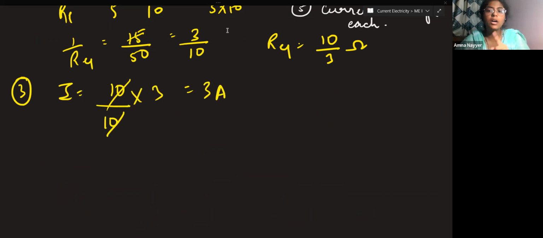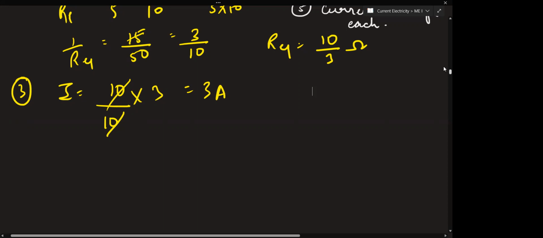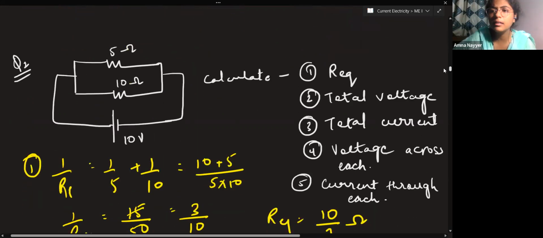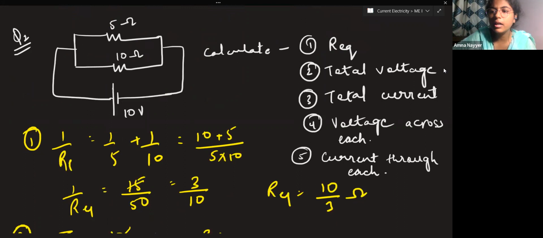Okay, yes, ma'am, I got it now. The resistance was wrong. All right, fine. So then what's the next part? Total current we have done. Voltage across each. That will definitely be 10 volts. So voltage across each, fourth part, 10 volt everywhere because it's the same voltage. All right. Current through each.